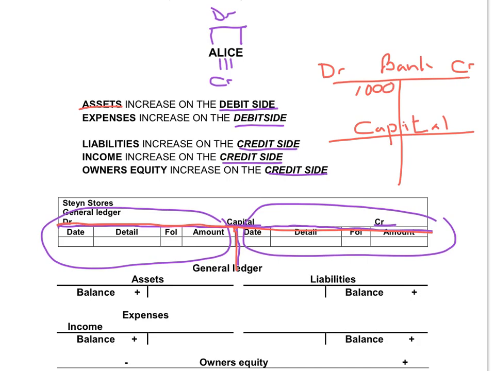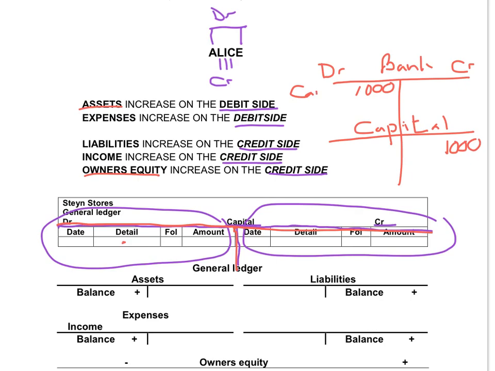Because I entered this entry on the debit side, I have to complete a double entry on the credit side, and I will credit the capital account on the credit side. Owner's equity, that is capital, will increase on the credit side. The word that I write in this details column here is the name of my double entry.